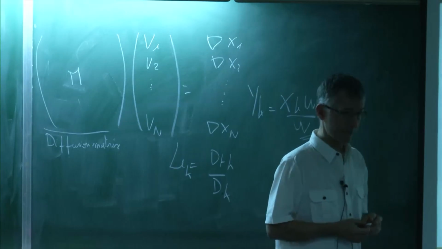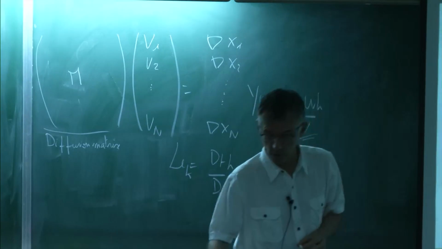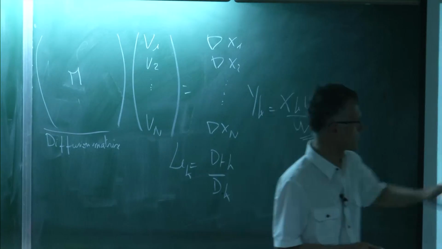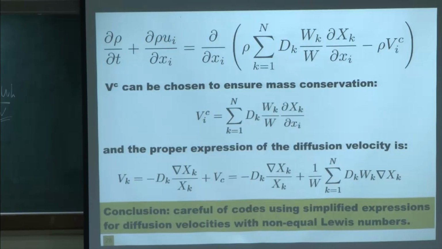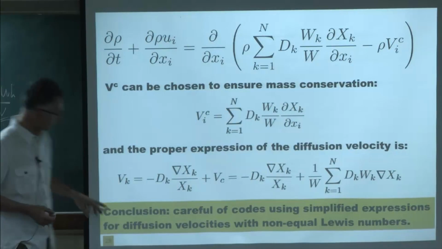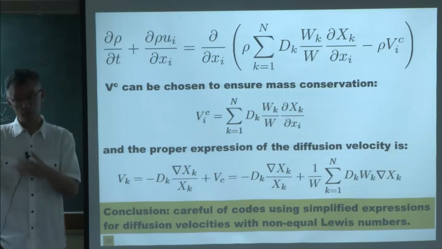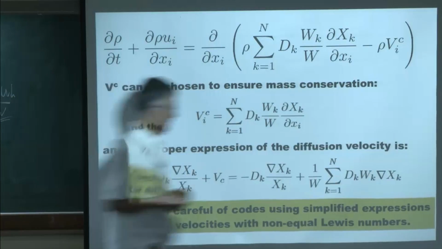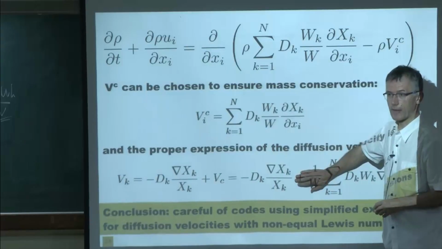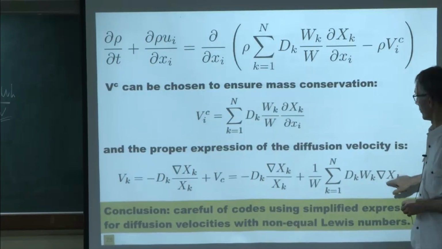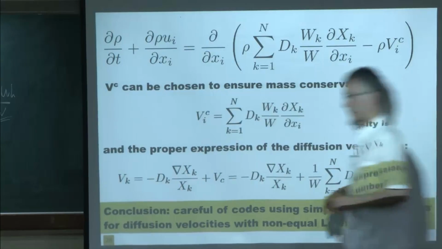If you don't do that, and many codes actually don't do it, many codes only use this expression, then you don't conserve mass. That's as simple as that. And if you don't check it, you don't know it, but one day you will find out that there is a problem. So you want to be very careful when you start using a code, or if you write your own code, don't write VK equal this, because that does not conserve mass. You need to add this correction here, which is the correction velocity.